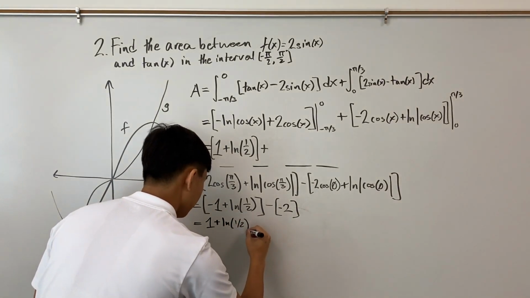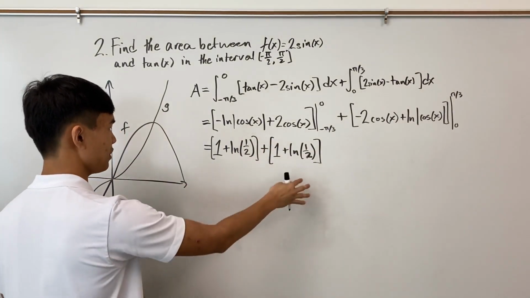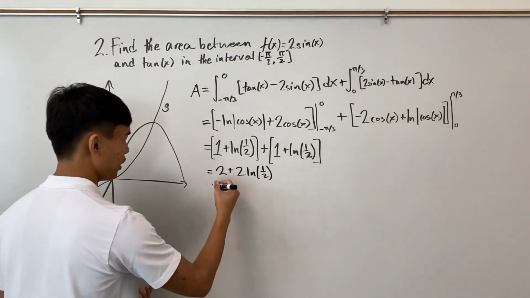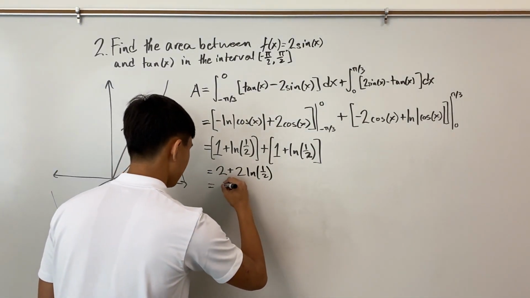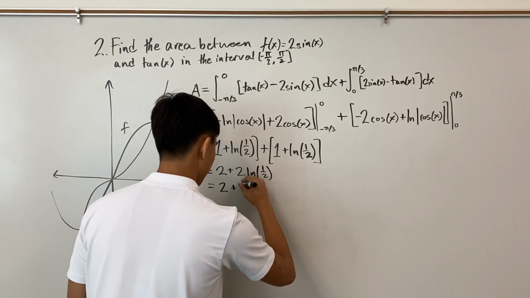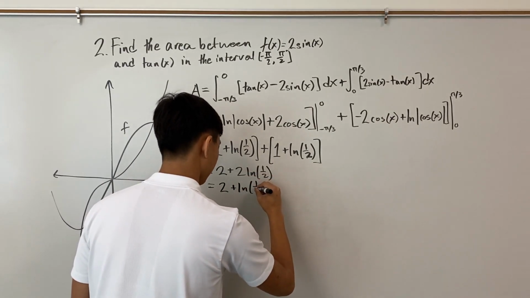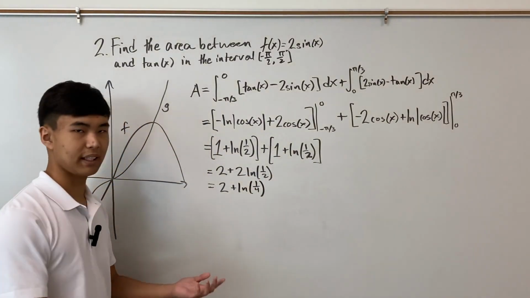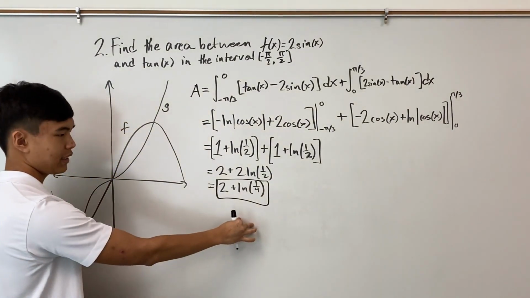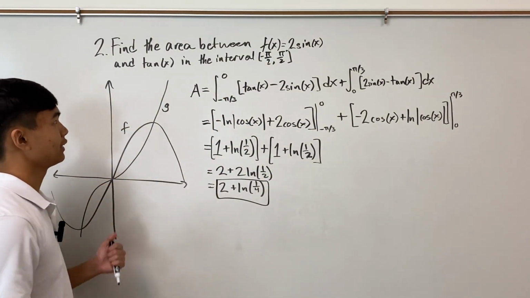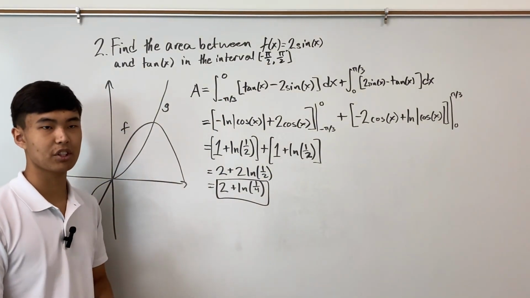So with both parts evaluated, we can now simplify this, which, if you really wanted to, you could rewrite as 2 plus the ln of 1/4 because of the ln property. And this is the area between 2 sine x and tangent x in the interval -pi/2 to pi/2.